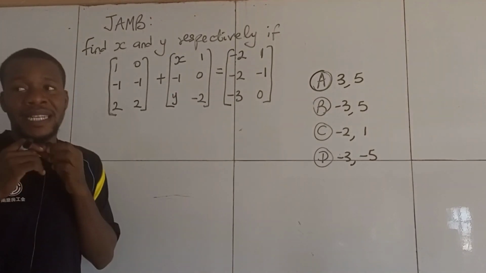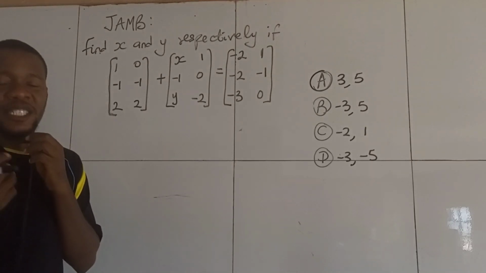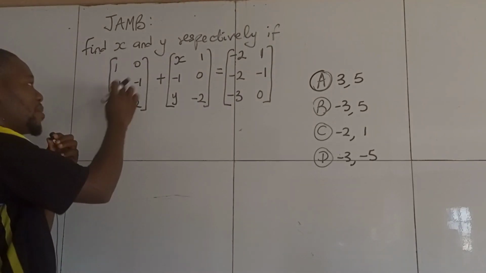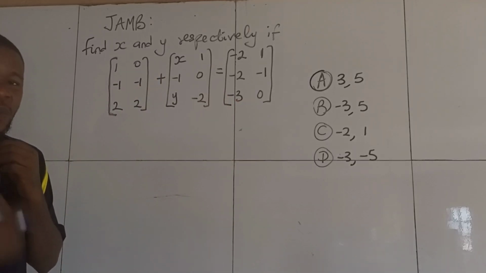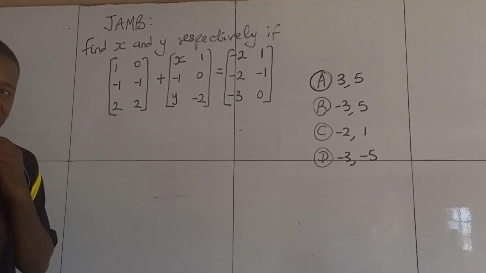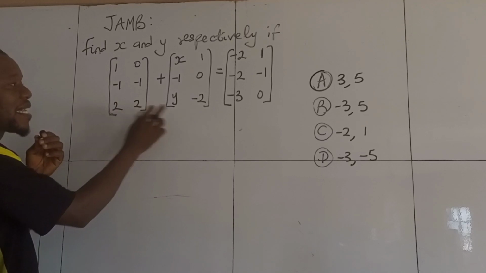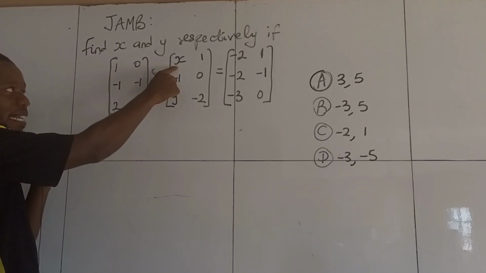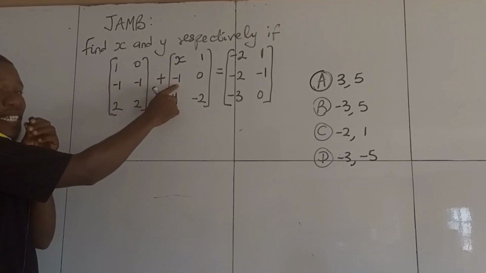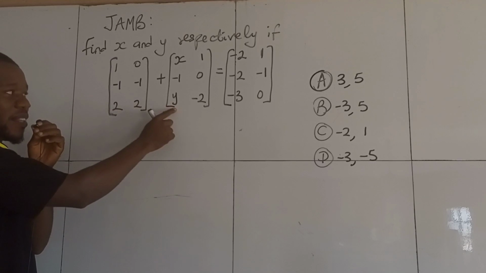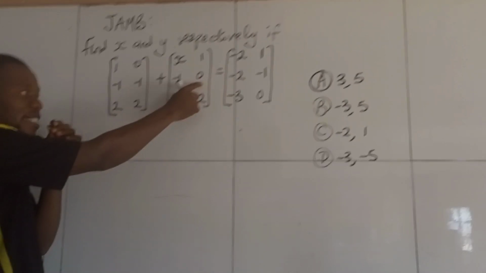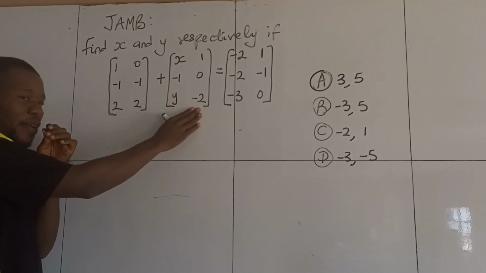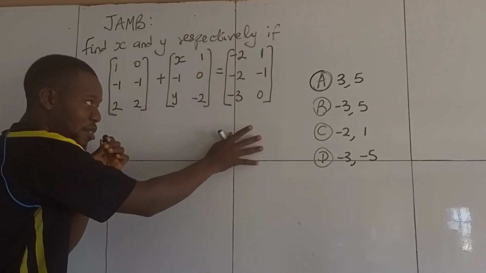Number two, when you are adding two matrices together, you add corresponding elements. These numbers are called the elements of the matrix. Which ones are corresponding? The ones that appear at the same position. So if I'm adding this and this, it means I will add 1 and x, I will add -1 and -1, I will add 2 and y, I will add 0 and 1, I will add -1 and 0, I will add 2 and -2, and they will give me this result.